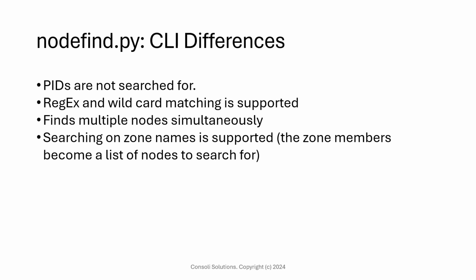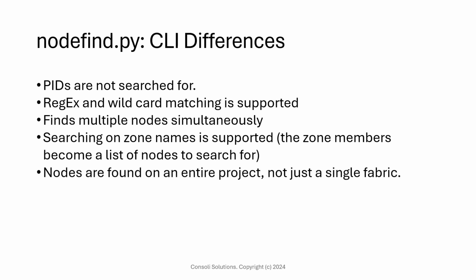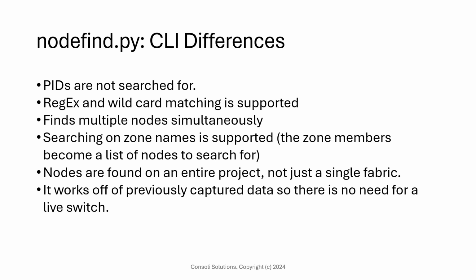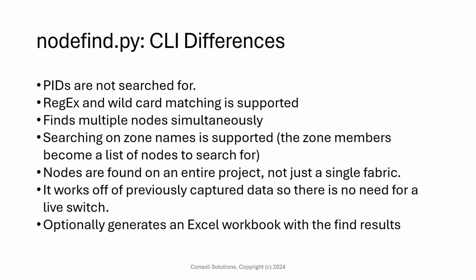Searching on zone names is supported. When you do that, it's the zone members, not the zone, that nodefind works on. Nodes are found on an entire project, not just a single fabric, and that's useful because I typically want to see both the A and the B fabric. And it works off of previously captured data, so there's no need for a live switch. And optionally, it generates an Excel workbook with defined results. And that's convenient because often when I'm doing a search on storage arrays or clusters, I also need to prepare a list of those ports for cable teams to work on.